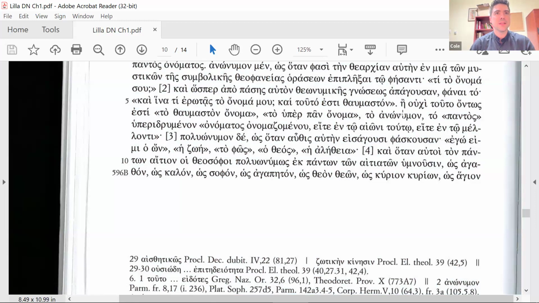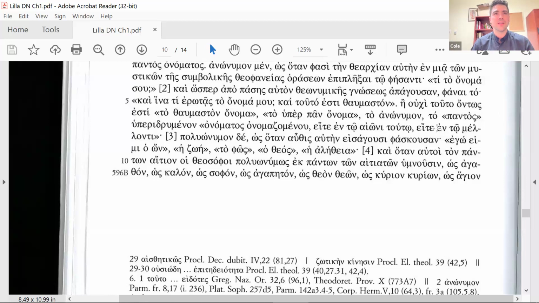Is this not the marvelous name? Ontos. So being, is this not being the marvelous name? No, it's an adverb. It's "beingly." Is this not truly, really the marvelous name?